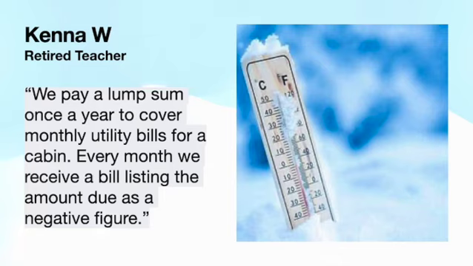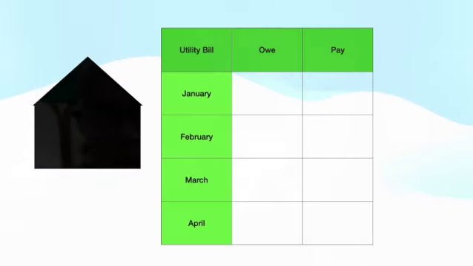Kenna, a retired teacher, says we pay a lump sum once a year to cover monthly utility bills for a cabin. Every month we receive a bill listing the amount due as a negative figure. So here's the cabin, and in order to turn the lights on, you gotta pay the bill.